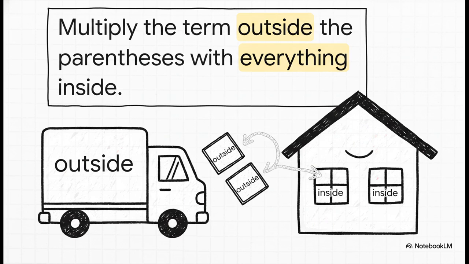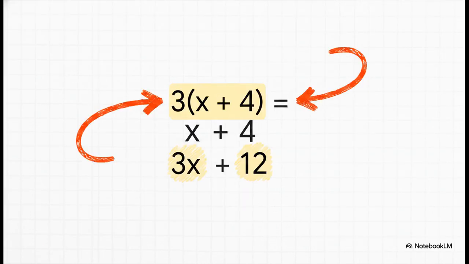Okay, now for the main event, the distribution rule. The key idea here is actually really simple. When you see a term outside a set of parentheses, you have to multiply it by everything inside. It doesn't get to pick and choose, it has to be shared or distributed with every single term. Let's look at an example. We have 3 times x plus 4. First, the 3 is distributed to the x, which gives us 3x. Then it's distributed to the 4, and 3 times 4 gives us 12. So our final expanded expression is 3x plus 12.